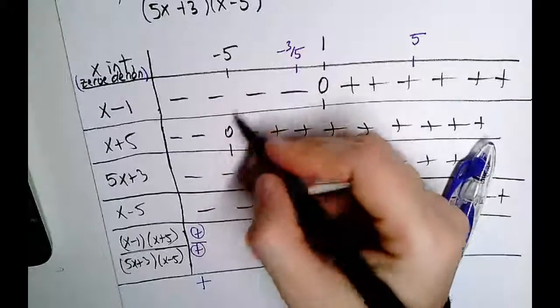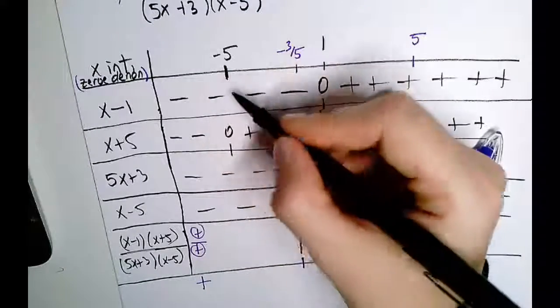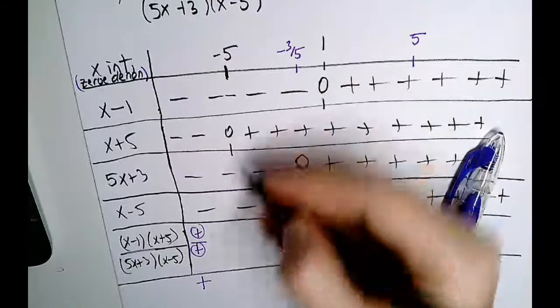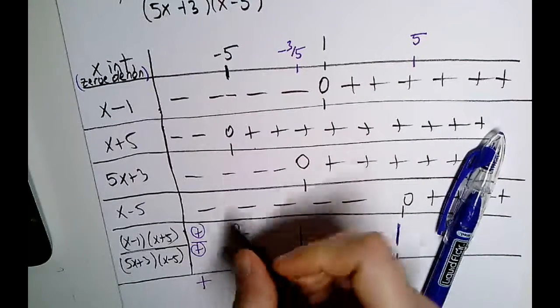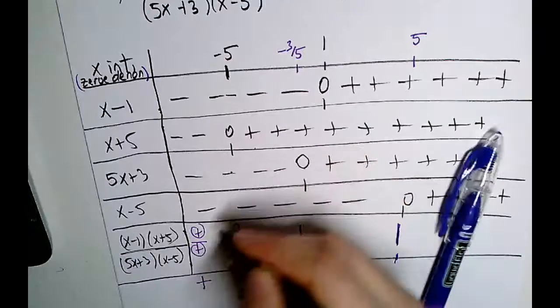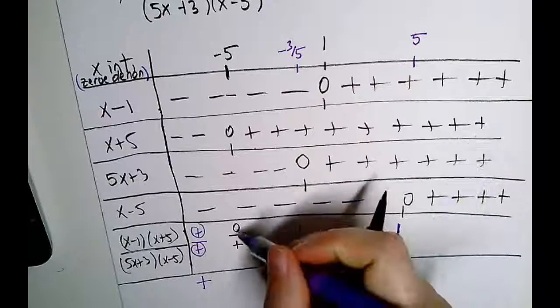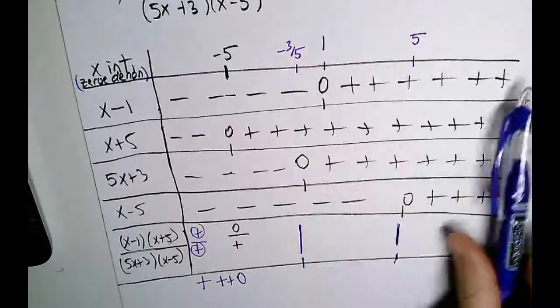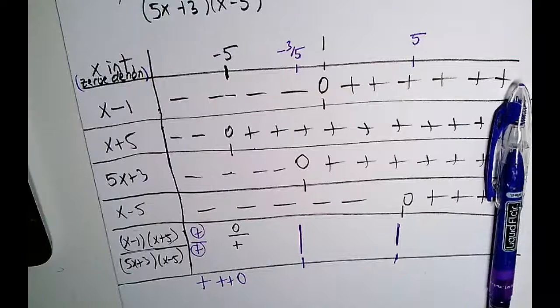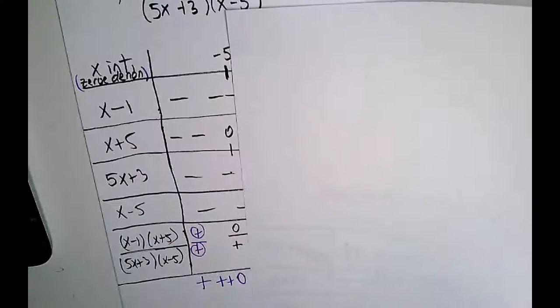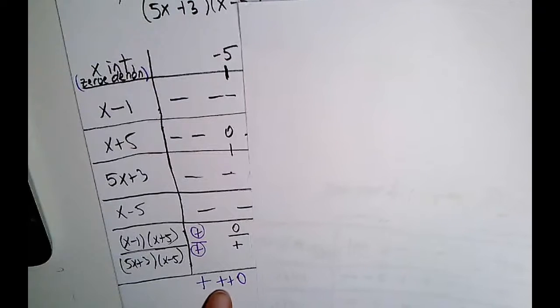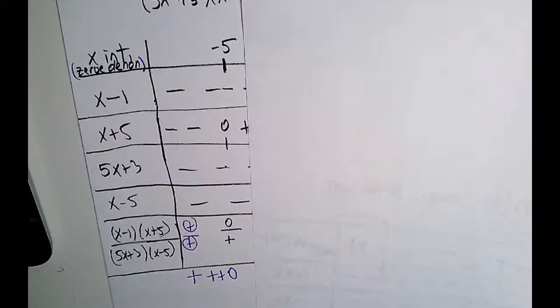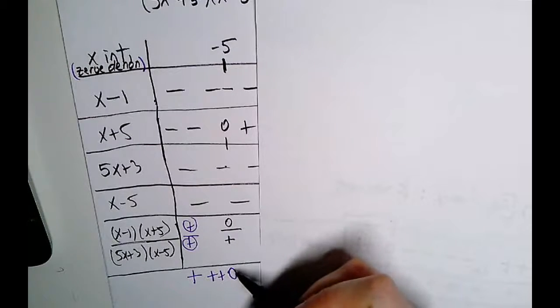Then for when x is negative 5, I have a negative number times 0. So it's going to be 0 divided by a negative number times another number, so divided by a positive. A 0 divided by a positive is going to give me 0. So what do we have so far is that before negative 5, I have that the inequality is plus, and at negative 5 it's 0.